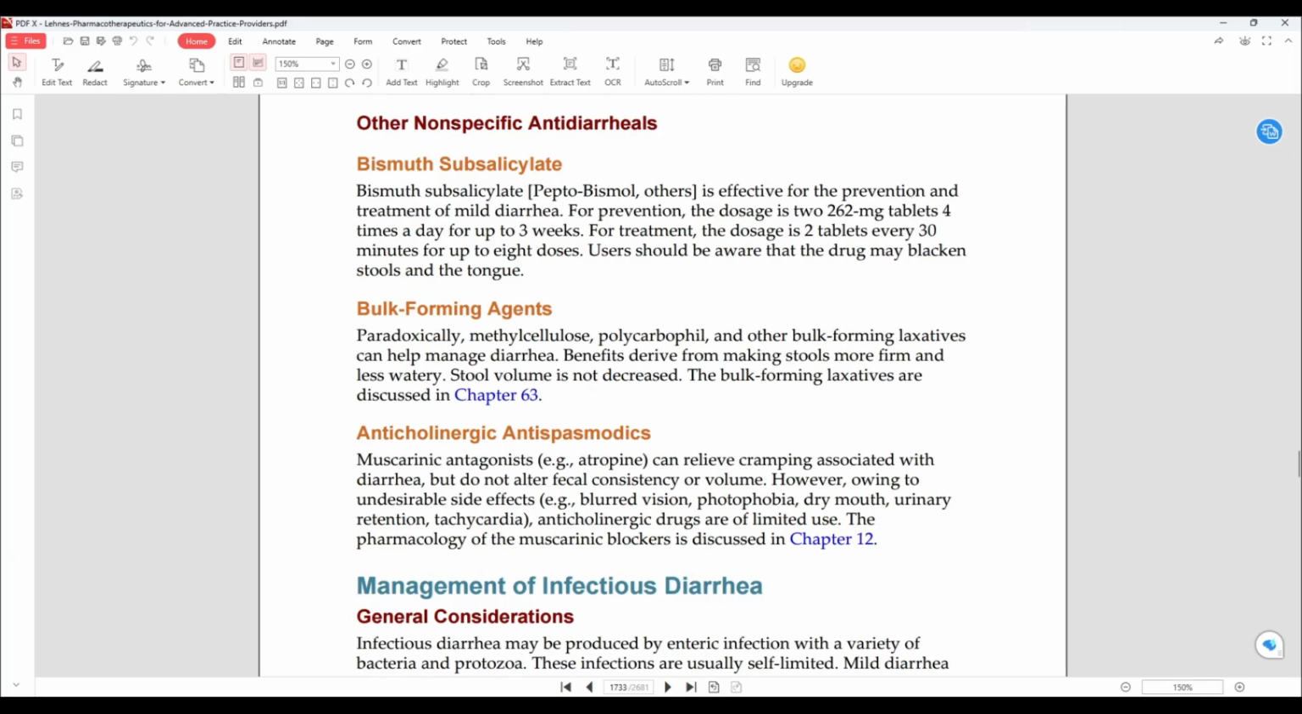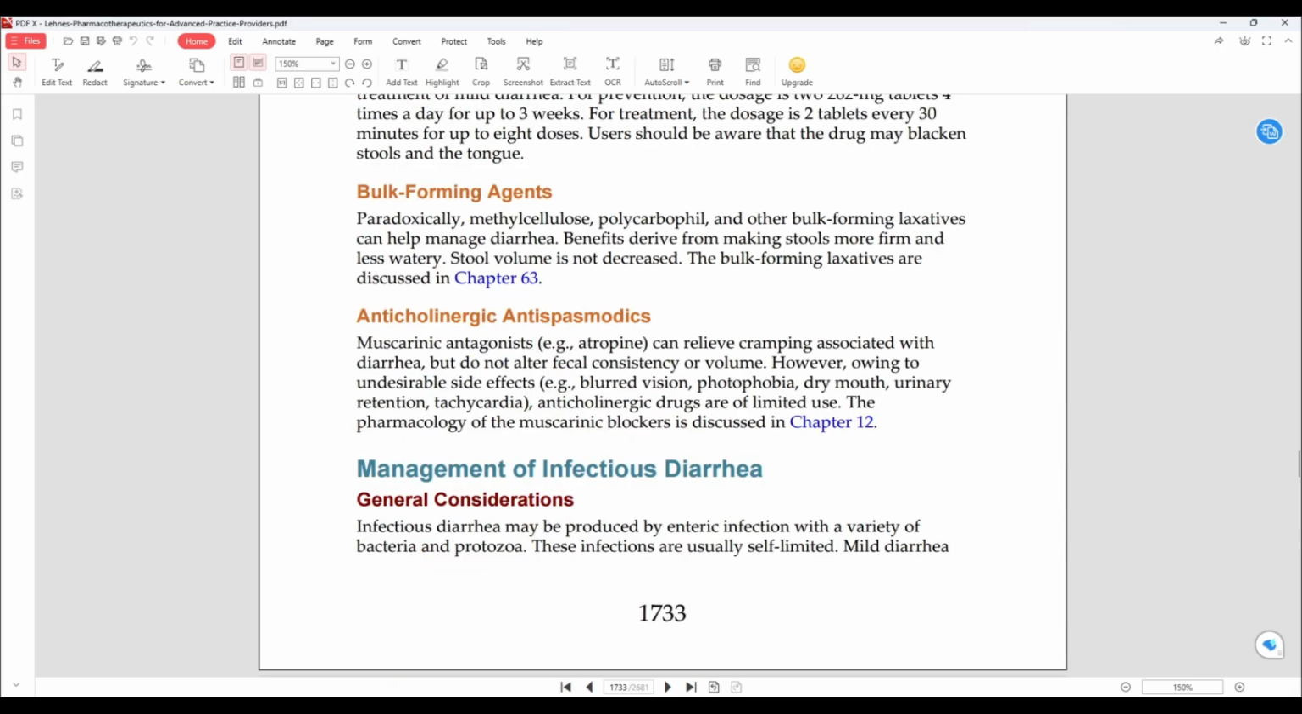That brings us to the other non-specific antidiarrheals, the first being bismuth subsalicylate. Bismuth, or Pepto-Bismol, is effective for the prevention and treatment of mild diarrhea. For prevention, the dosage is 262 mg tablets 4 times a day for up to 3 weeks. For treatment, the dosage is 2 tablets every 30 minutes for up to 8 doses. Users should be aware that the drug may blacken stools and the tongue.